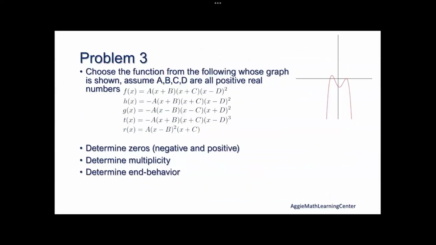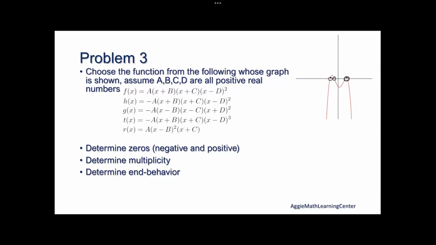Okay, so this question is asking us to choose the function from the following whose graph is shown. And just assume that A, B, C, and D are all positive real numbers. There are a couple things that we can do to look at this graph to determine which of these functions it is. The first thing is to look at all the locations where our graph touches or crosses the x-axis. For example, right here and here are both places where our graph crosses the x-axis, and then here is where it touches. We can use that information to help us determine which of these equations our graph is.